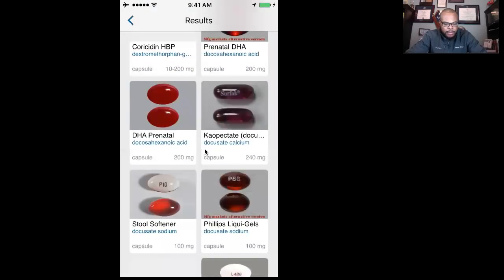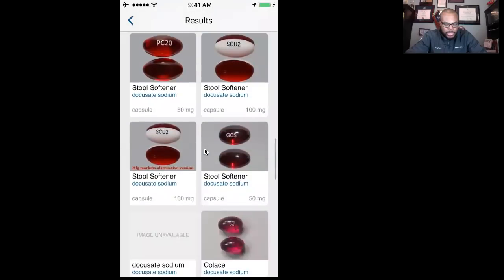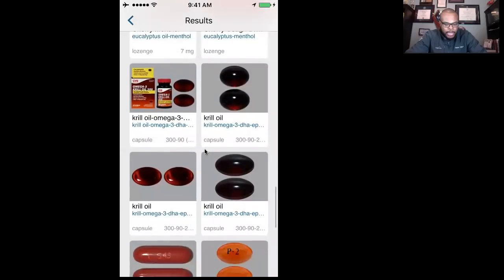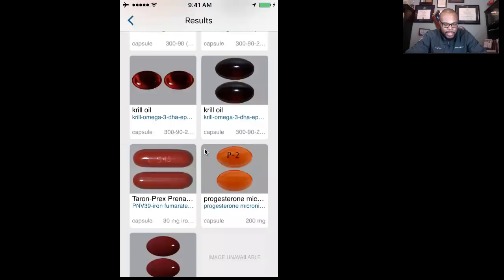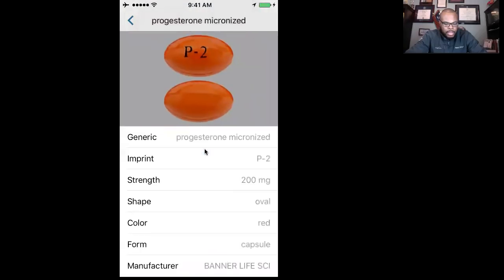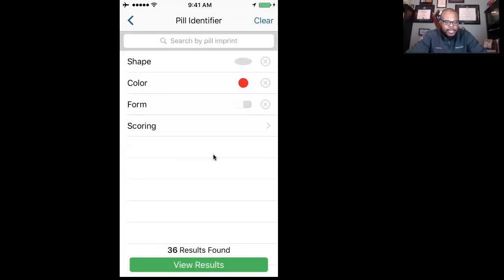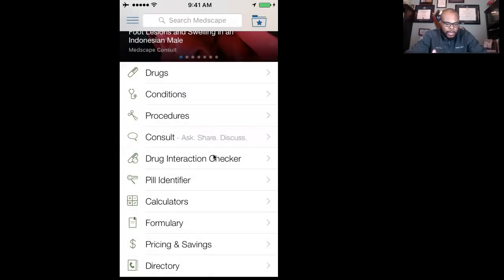So you'll just match it up and say, for instance, that the patient had these pills in their pockets here, progesterone, P2. So this is a quick way to figure out what a particular pill is, even if it doesn't say what it is on the pill.